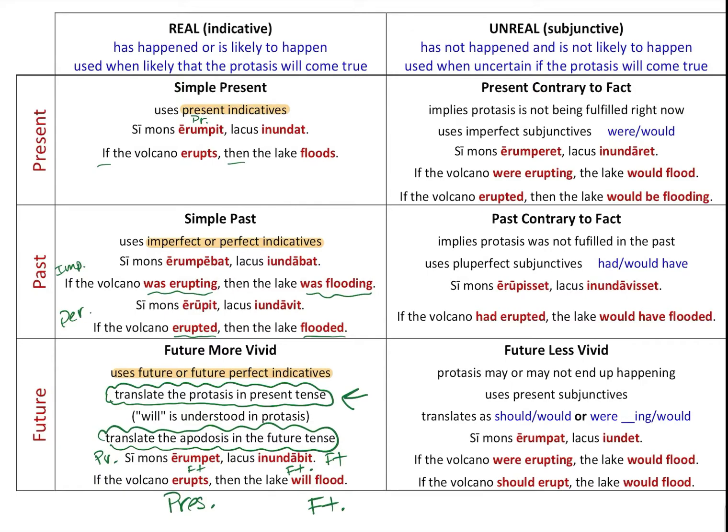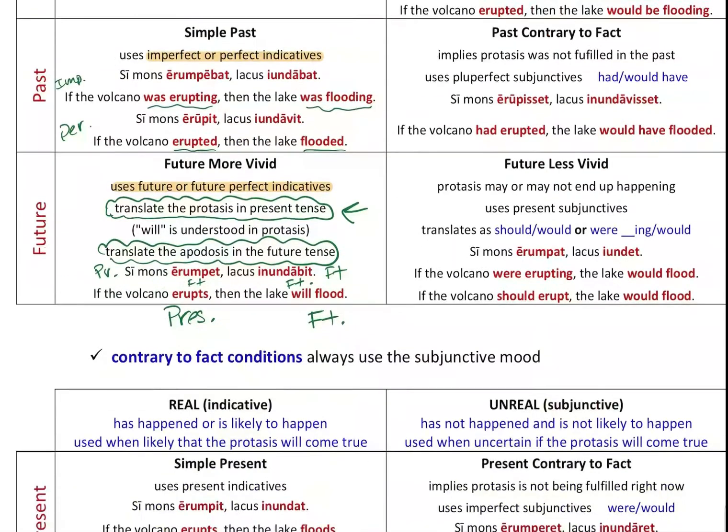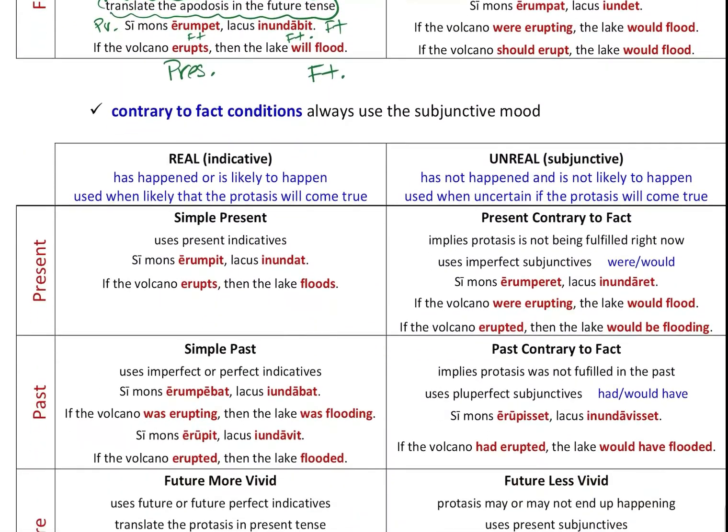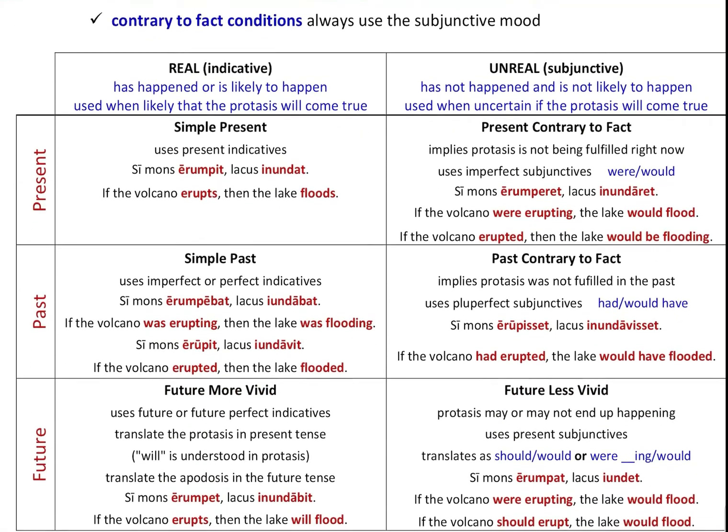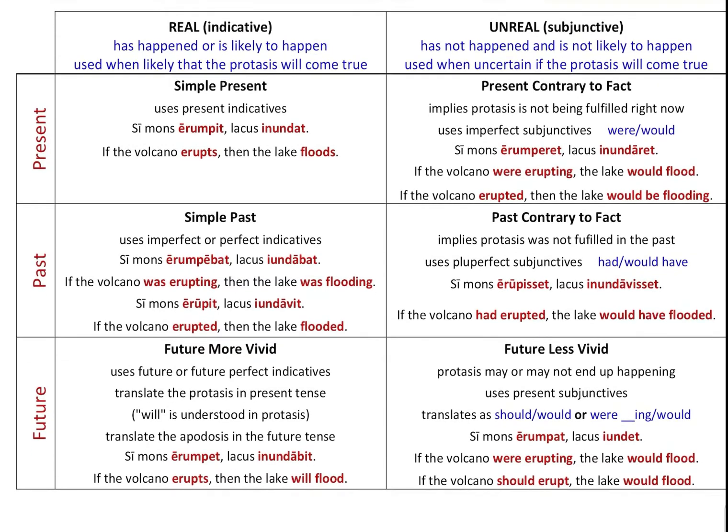All right, so let's go ahead and take a look at contrary to fact conditions. Okay, they always use the subjunctive mood, right? So got to remember this. This is why it's taken so long for us to learn them, because you need to learn the subjunctives. Now you haven't learned all the subjunctive moods yet. We just did present and we did imperfect. You will learn all of these.